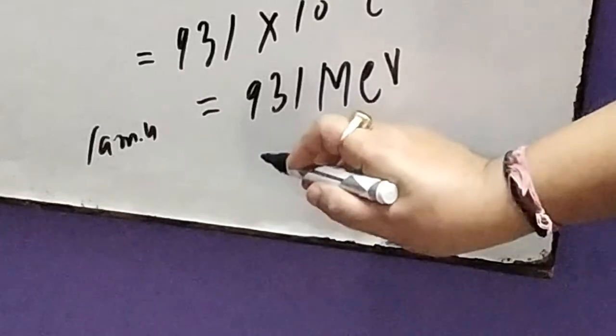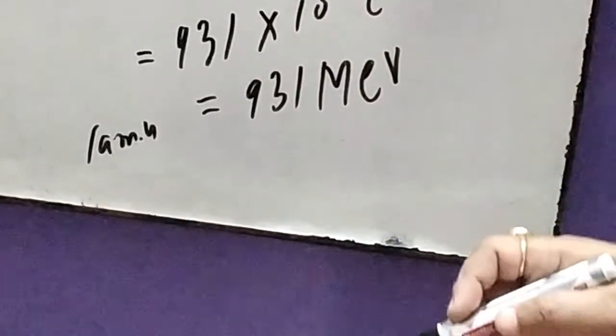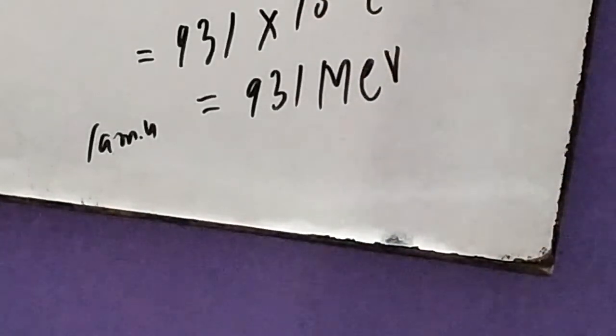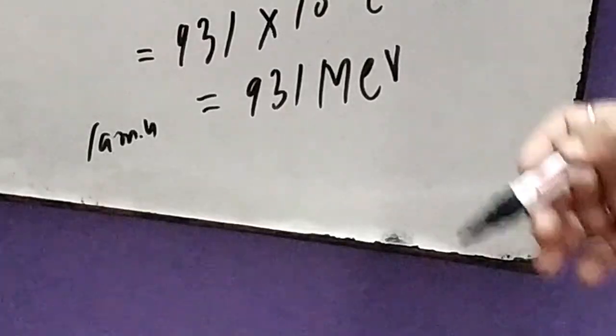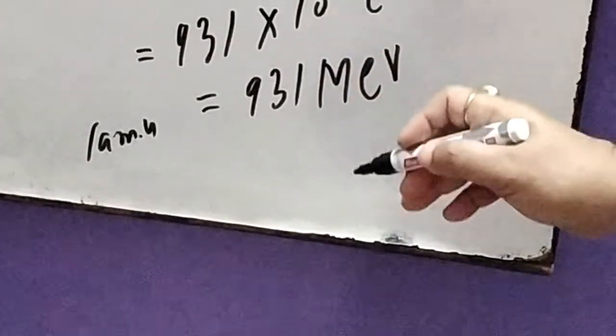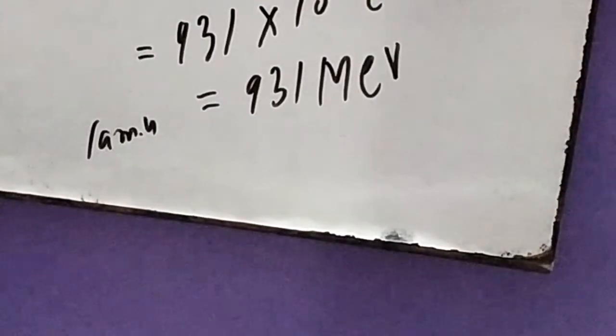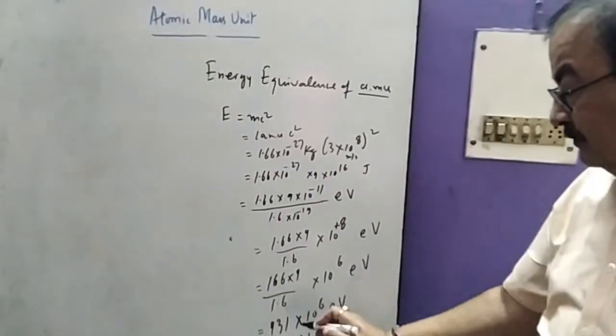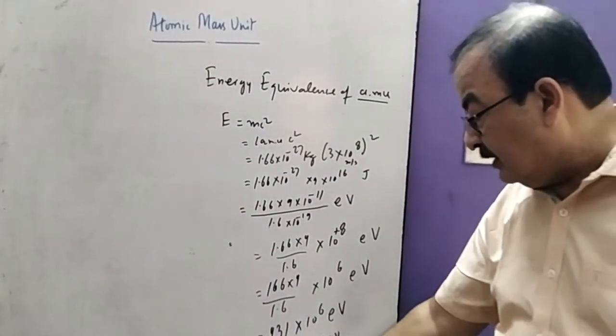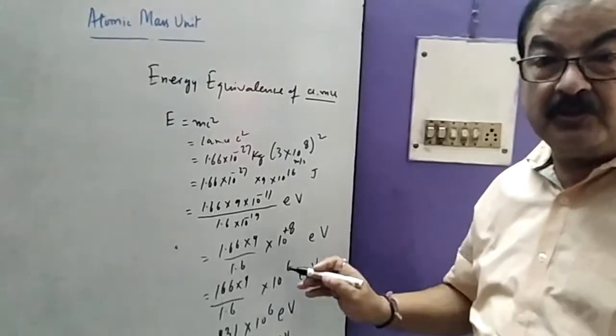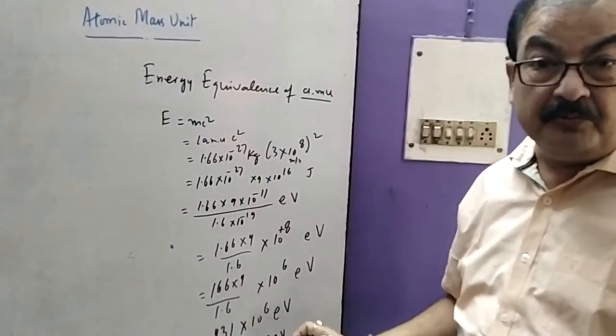Here we have this much. If somewhere I state that its mass is 2 amu, that means we can very easily say 2 into 931 million electron volt will be the corresponding energy of that particular nucleon or atom, whatever we have. That is why we have the mass energy equivalence of amu.